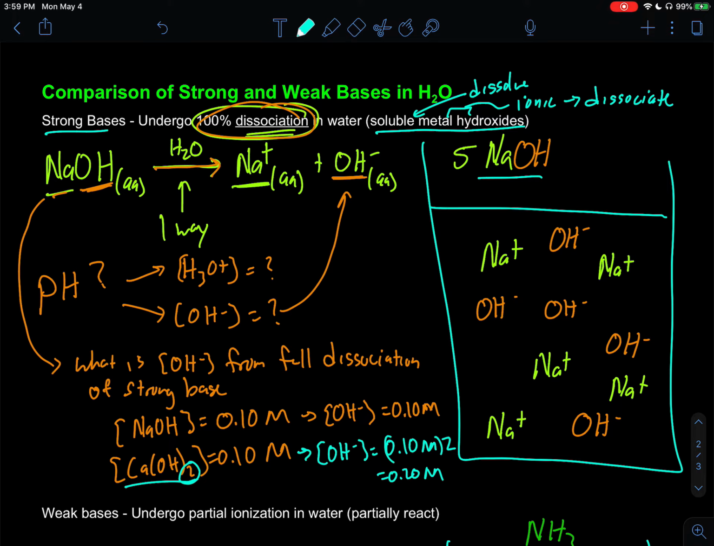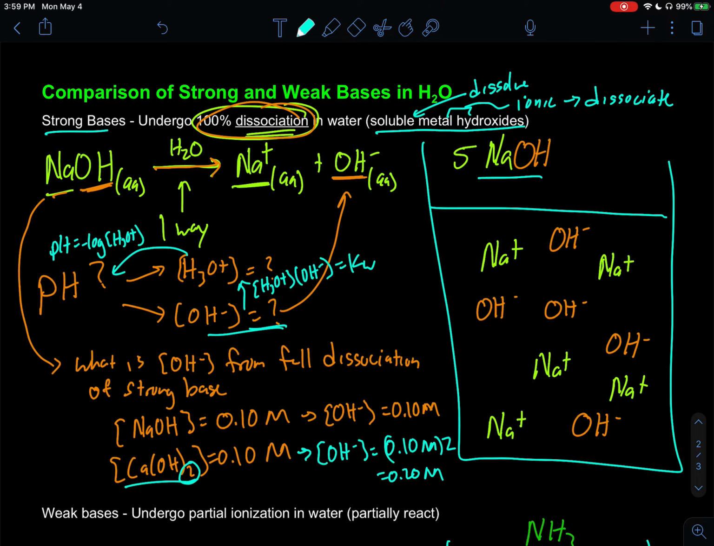So we have to pay attention to the stoichiometry of our salt, or ionic compound, that's going to be dissolved here. Now then, how does that relate back to pH? Once we know our hydroxide, we could use that to find our hydronium concentration, using our Kw relationship. The product of our hydroxide and hydronium equals Kw, and then we can go back to pH using pH equals negative log of our hydronium concentration.